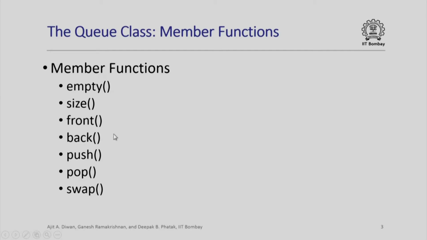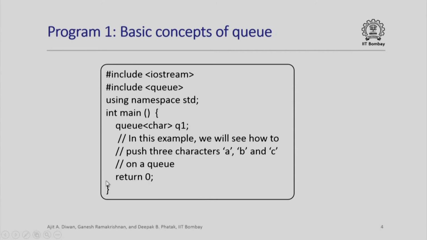There are two functions to operate on queue. Push, as we said, the push will always occur at the back, and pop, which will always occur at the front. Finally, there is a swap function very similar to the swap function for stacks. Let us see an example.